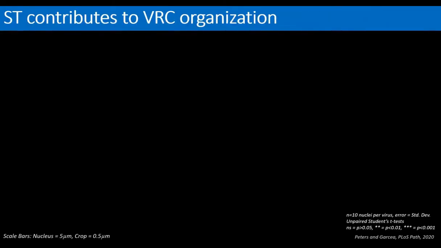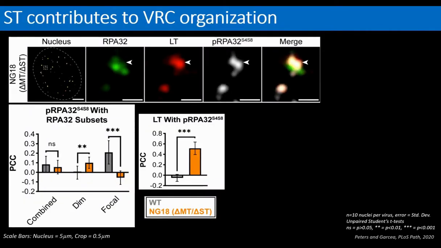To test this idea, I localized the same DDR proteins as I showed earlier, phospho-RPA, phospho-ATM, gamma-H2AX, and MRE11, during NG18 infection, and compared the results to wild-type VRCs. In wild-type VRCs, these proteins all preferentially correlated with the focal RPA32 subdomain. But in NG18 VRCs, hyperphosphorylated RPA32 exhibited reversed correlations. It correlated worse with focal RPA32 and much better with large T antigen.